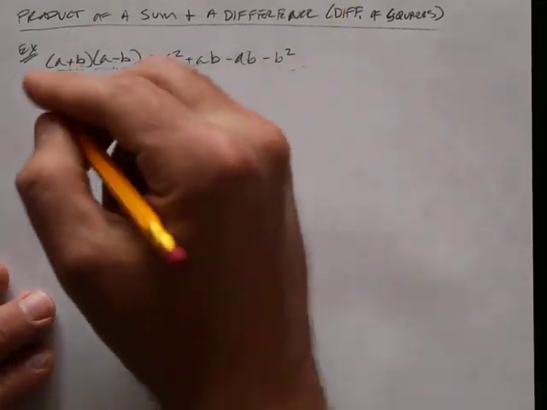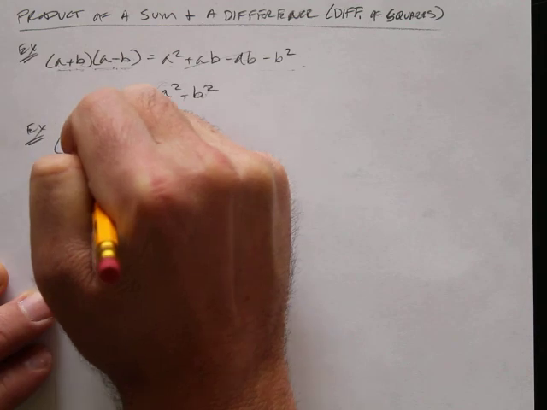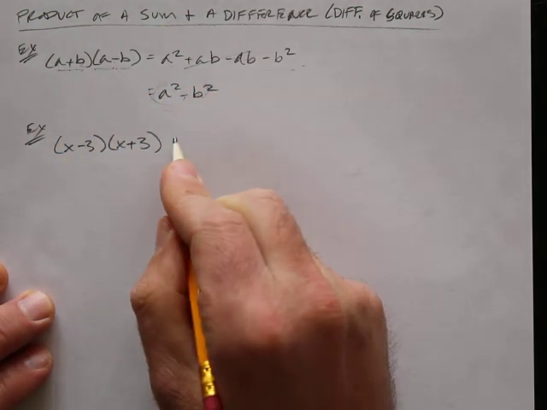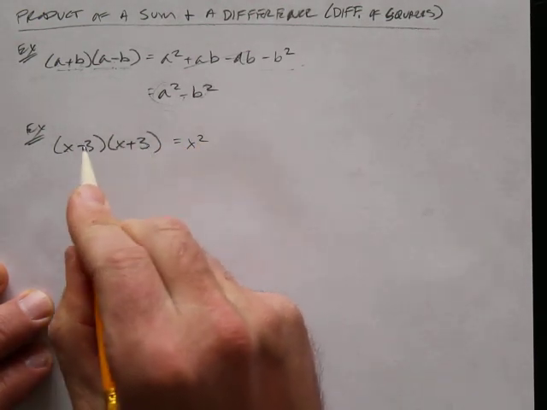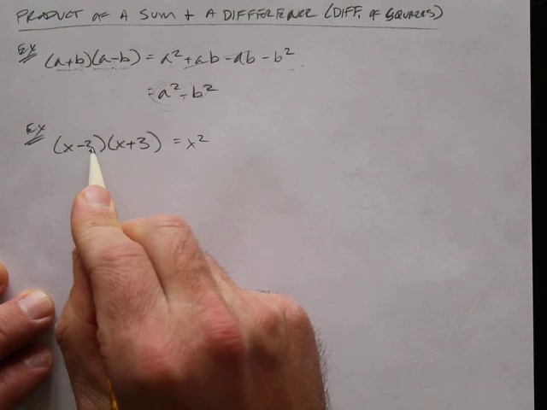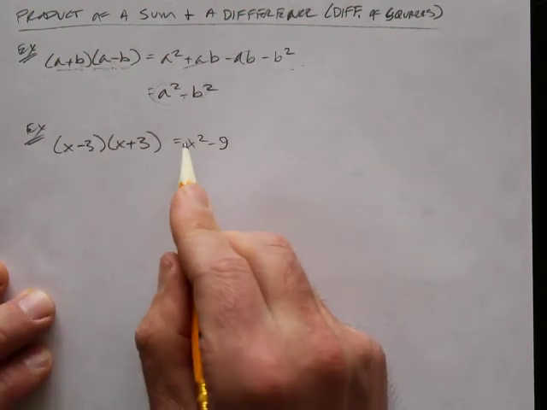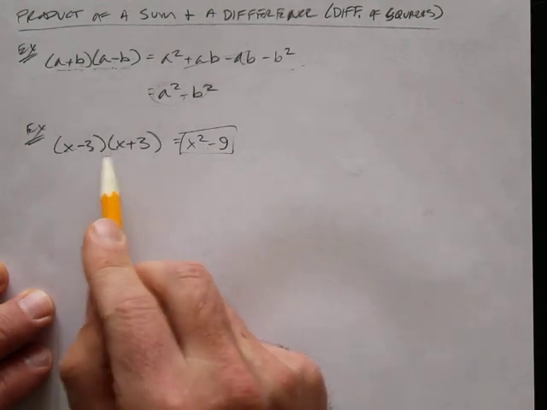So we're going to do a few examples of these. Example: x minus 3 times x plus 3. What I do here, I square this one, x squared. Notice they're exactly the same except for minus and plus. And then I square this one, minus 9. That's it. I square them both and put a minus between, if these are exactly the same.